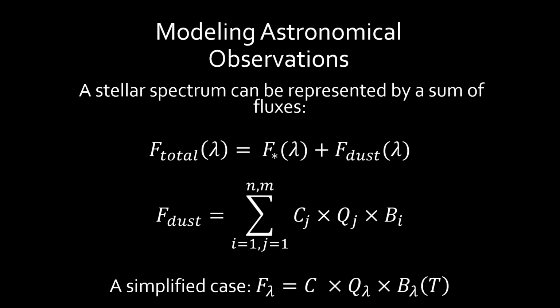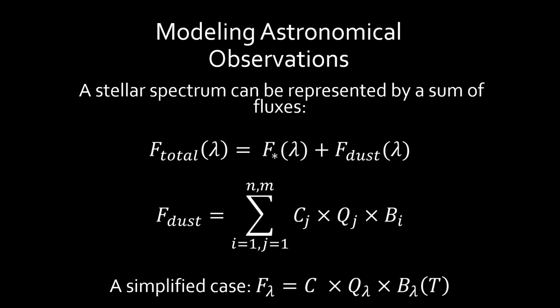Here, C is a scale factor that depends on the number of dust particles, their geometric cross-section, and the distance to the star. Q is a composite value including contributions from all dust grains of various sizes, shapes, crystallinities, and compositions. B is the Planck function for a black body of temperature T. In the literature, this equation has been applied to the entire spectrum, including the star, or it has been applied after the subtraction of a stellar or black body spectrum.